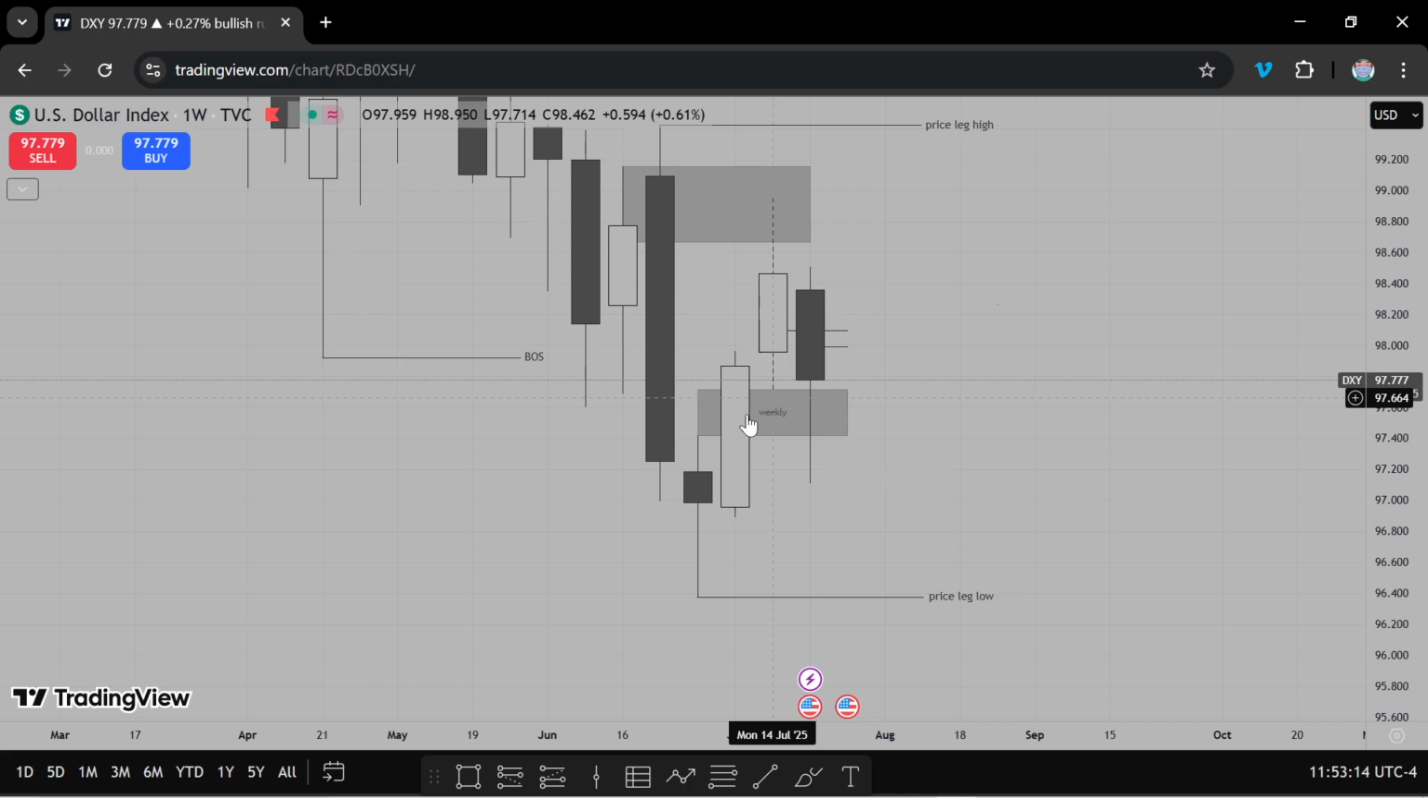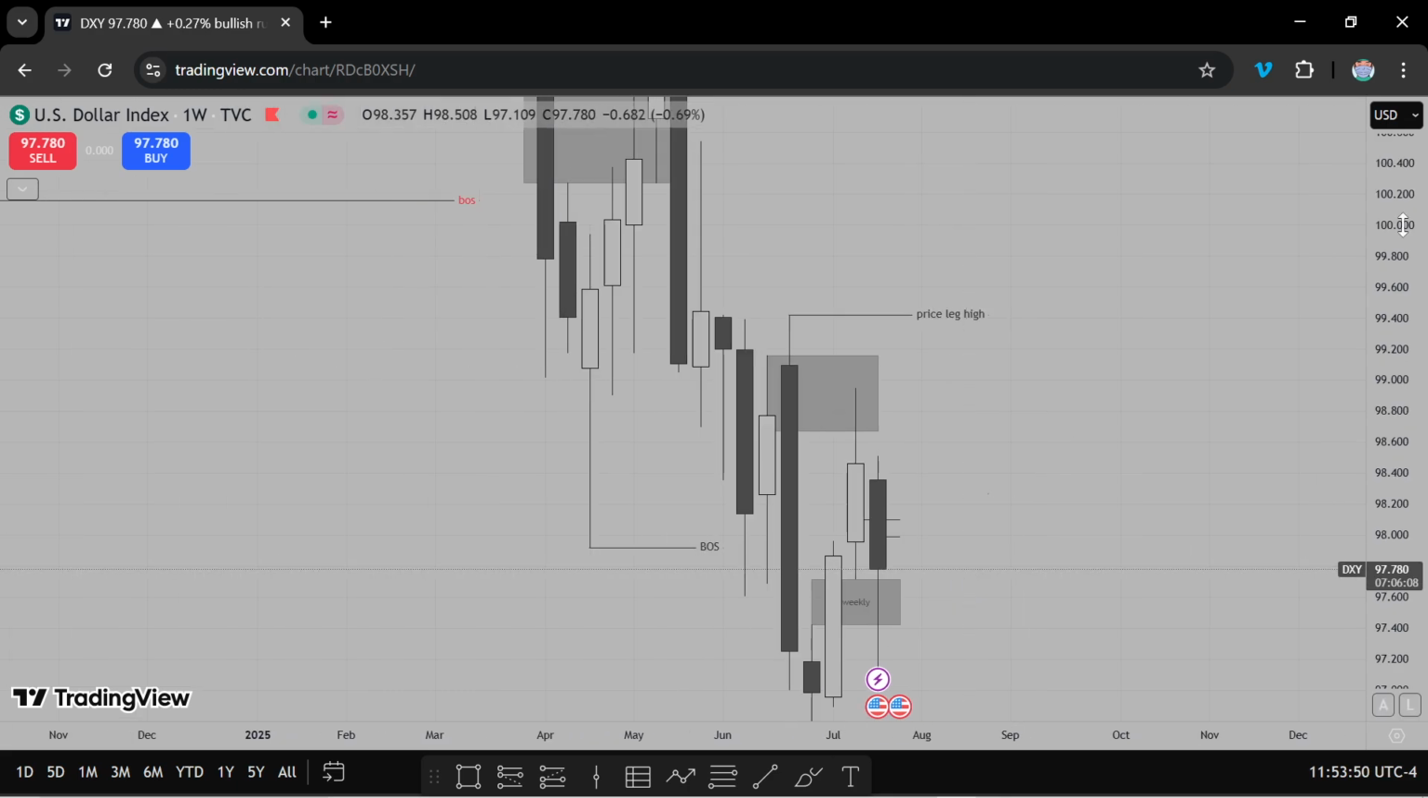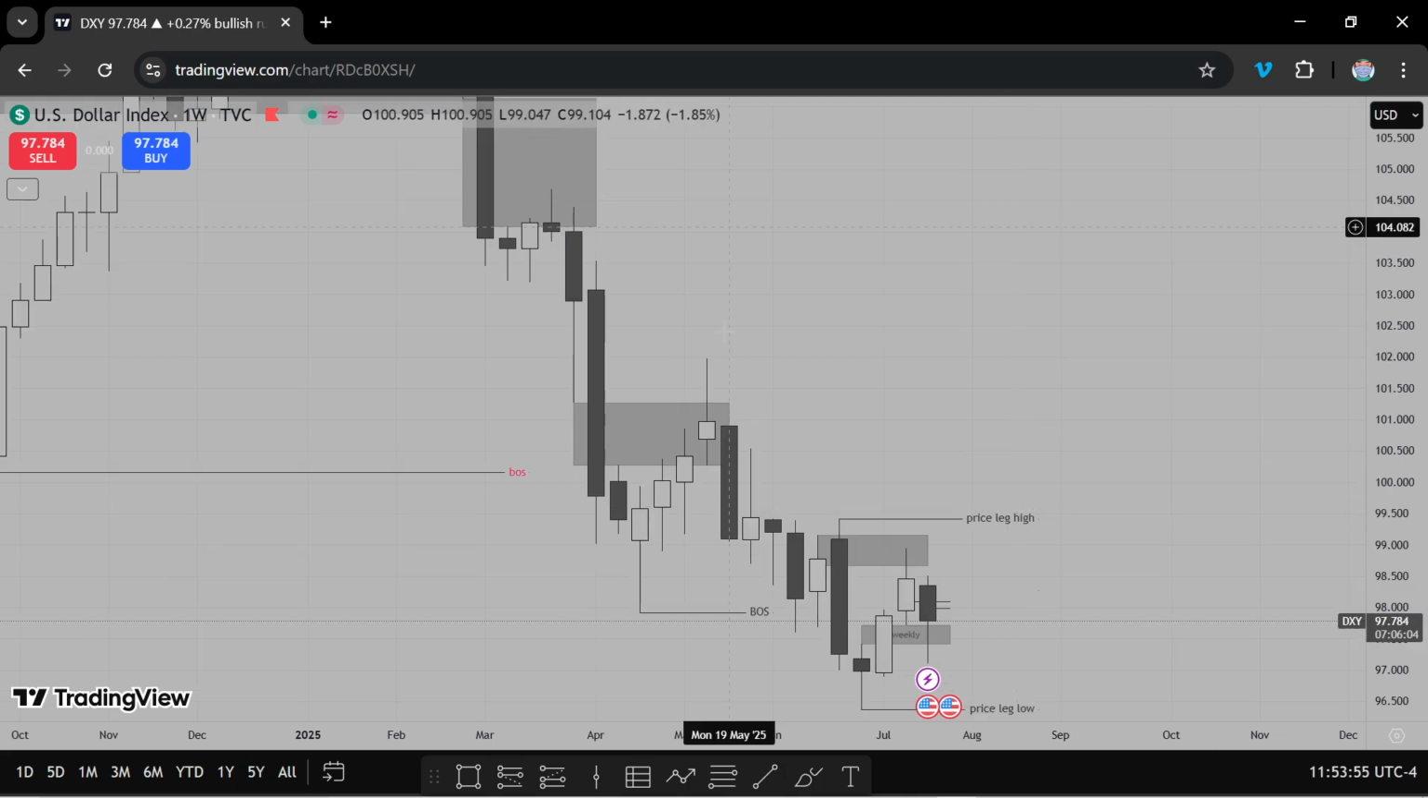So on DXY, our analysis is we're going to take some buys on any USD pair that has USD as the base. Base, quote. So we are kind of bullish on US dollar, not long term but short term, because we are still very much bearish right here. We can see the bearish price action taking place right here.